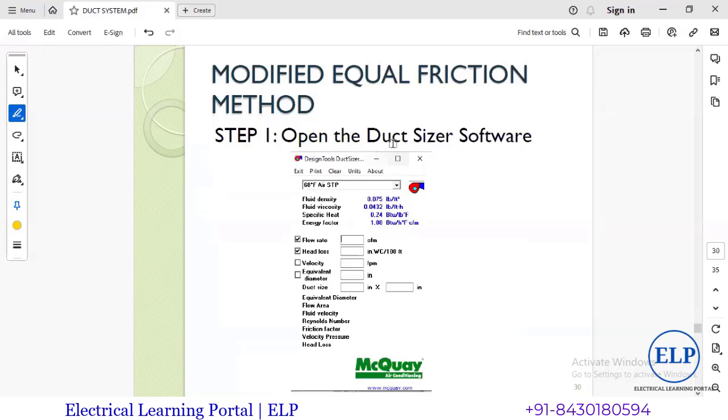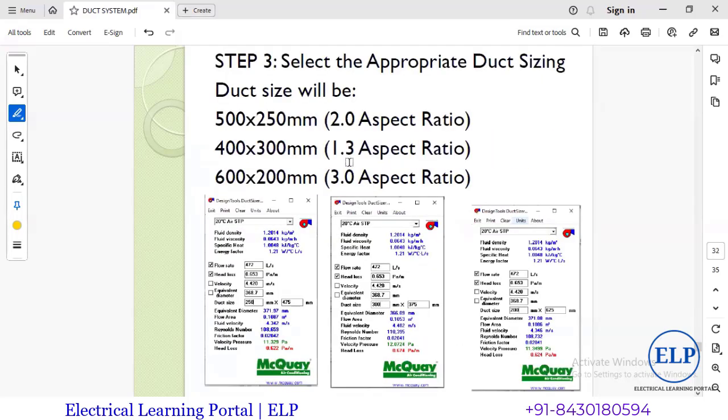After that, some procedure is given here about the duct sizing. I will not discuss this now because in the next session we are going to follow the duct sizer calculation. We are going to understand this duct sizer software and do the calculations. Here you can see I have written 3 aspect ratios, 3 sizes. Always remember that the best aspect ratio is the lesser aspect ratio, as I told you.